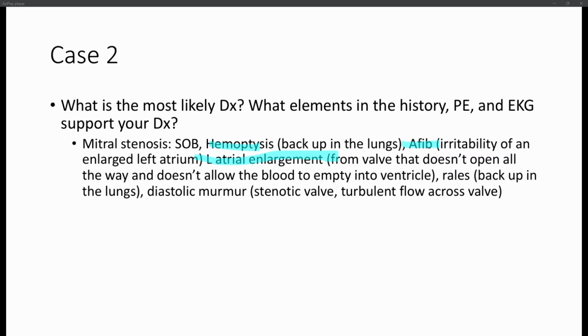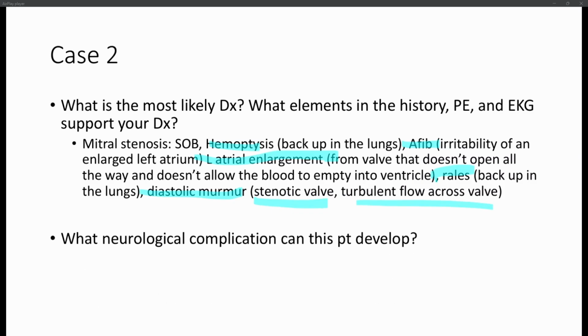Okay. Rales, again, backup of fluid in the lungs, causing the rales to happen. The diastolic murmur is due to that stenotic valve, and obviously a murmur is always turbulent flow across that valve. Now, I may give you all that, and maybe I don't give you some physical exam findings, and I ask, based off of that, is this going to be a diastolic murmur or a systolic murmur based off of clinical scenarios and stuff like that?